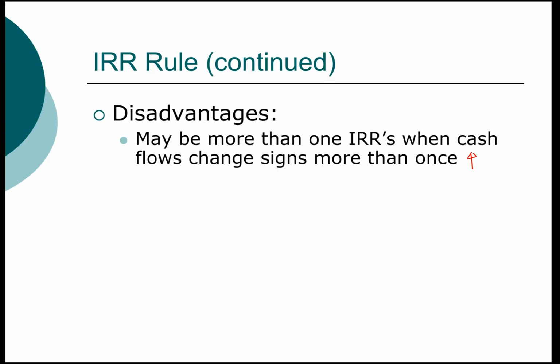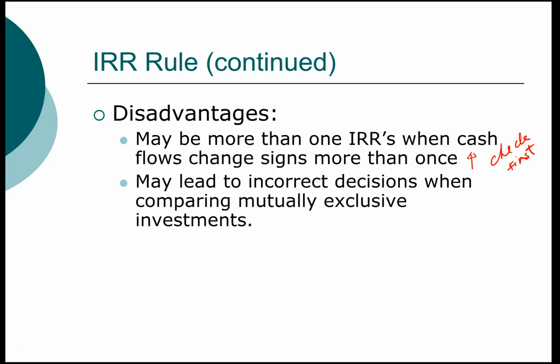So whenever you see a project whose cash flow changes sign more than once, it does not mean you cannot use the internal rate of return, but you have to check first. So you have to check whether or not that series of cash flows will lead to multiple IRRs. If they do, then you cannot use this method.